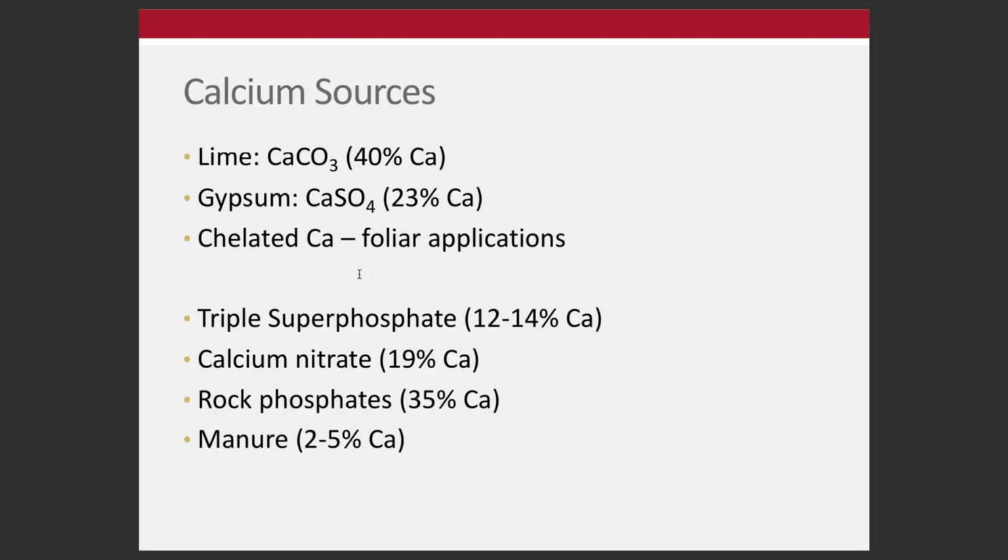There's also calcium that comes in a number of other fertility sources, things like triple superphosphate, although we don't really use a lot of that anymore. It's actually pretty difficult to get, but in some parts of the world it's still a primary phosphorus source. Things like calcium nitrate can be used, primarily in specialty crops. Rock phosphates and manures all contain other nutrients, but also calcium.